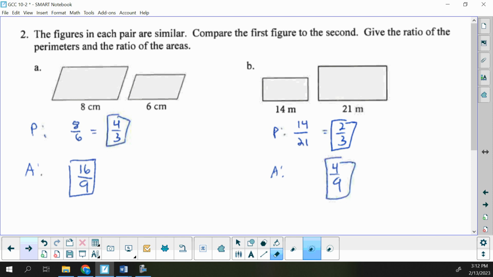Our perimeter ratio is the same as our side or similarity ratio. So the first to the second would be 8/6, which reduces to 4/3. To get the area ratio, just square each of those. 4 squared is 16, 3 squared is 9, so we get 16/9. 14/21 reduces to 2/3 for our perimeter ratio. Square each of those to get the area ratio, we get 4/9.